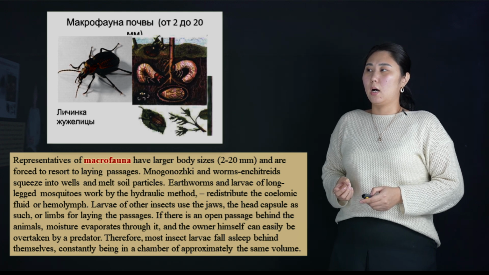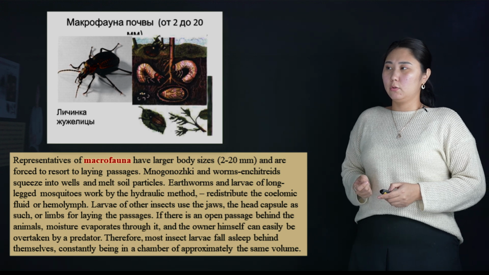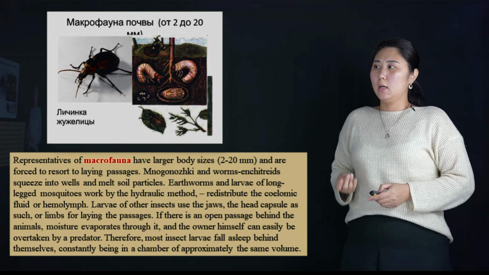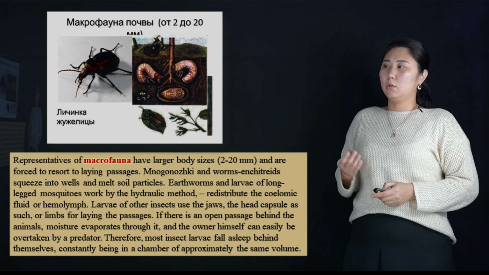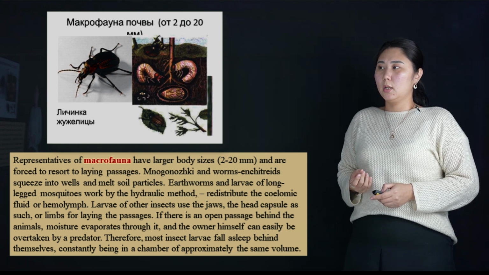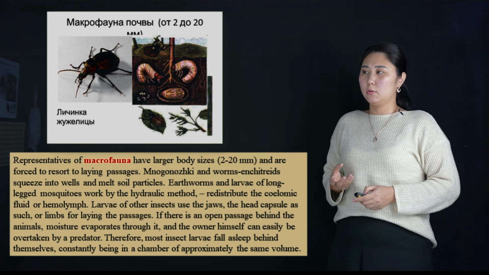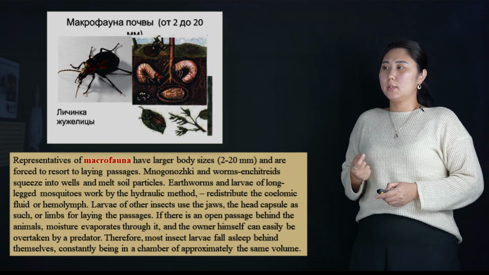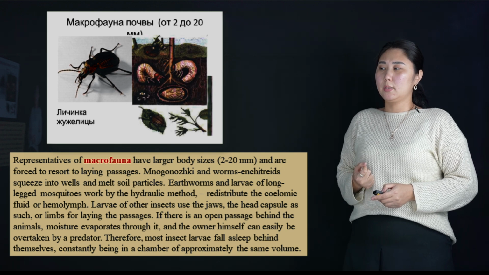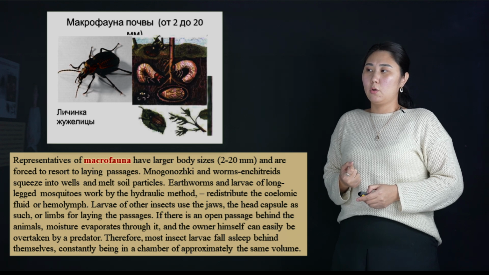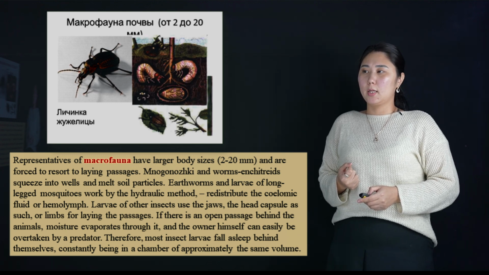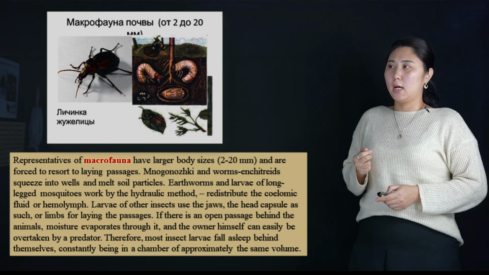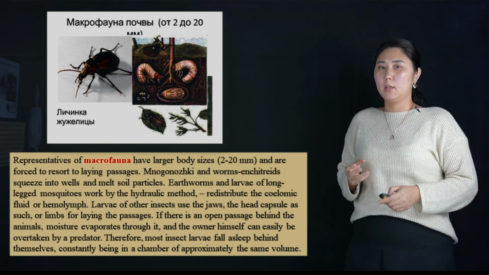So they are forced to resort to laying passages. They can be worms, or insects, or larvae, earthworms, long-legged mosquitoes, which move soil particles by hydraulic methods. So there is an open passage behind the animal. Moisture evaporates through it, and the owner himself can easily be overtaken by a predator. In this picture, you can see the types of macrofauna which live in the soil habitat.